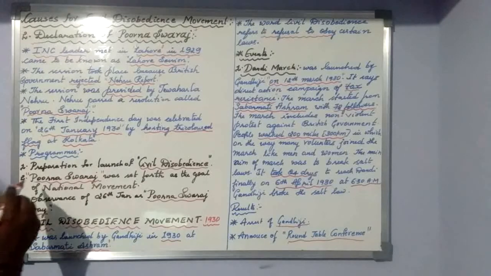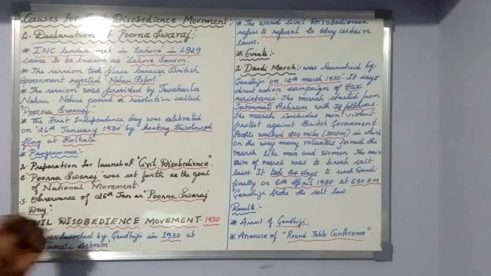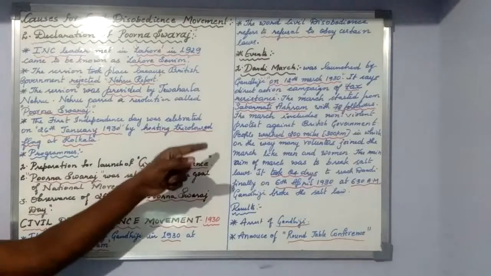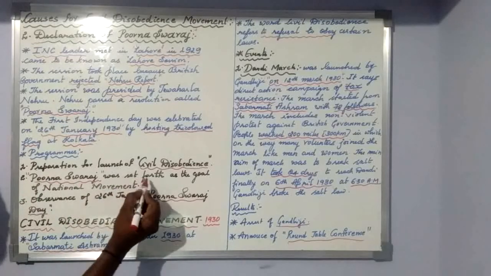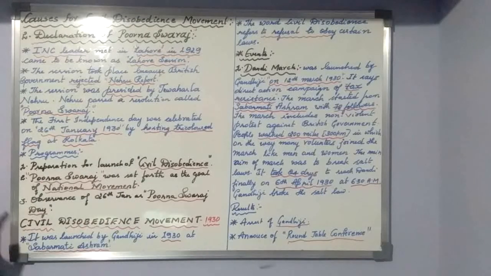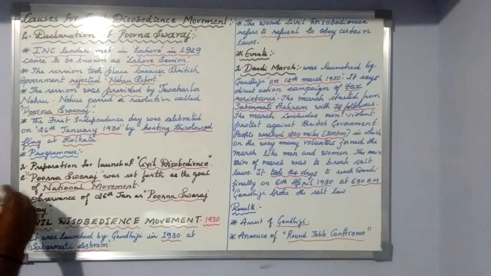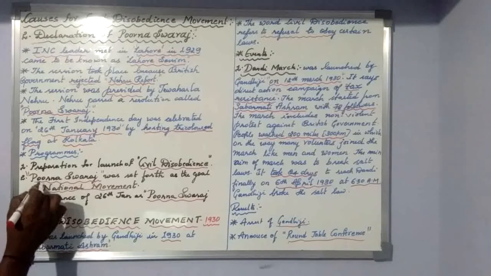What were those programs? One was preparation for the launch of the civil disobedience movement in India, the second phase of the national movement. The second thing he said was that Purna Swaraj was set as the goal of the national movement: total independence will be our national objective. Until now self-government was the goal, but from 1930 onwards Purna Swaraj, complete independence for Indians from the British, was set as the national objective.